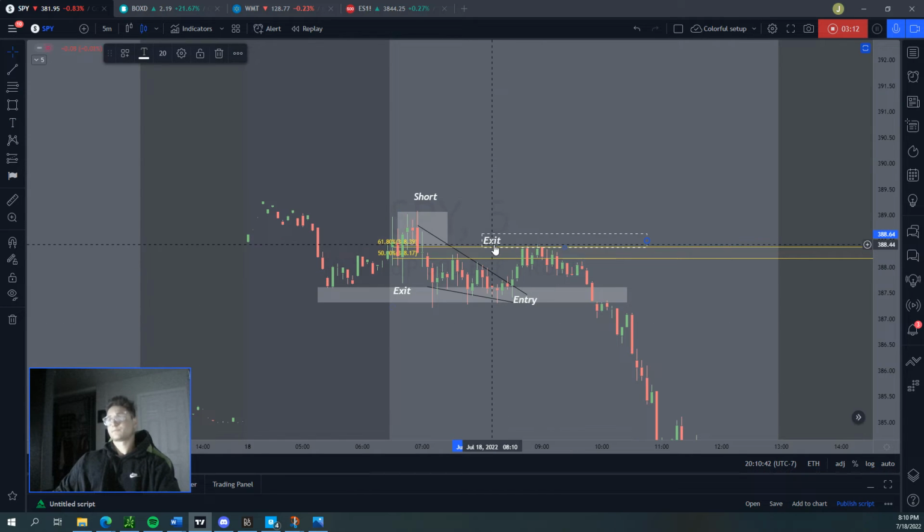We're 2 for 2 on the day. And we're looking for our next trade. We're getting some real chop around this 61.8 fib level.